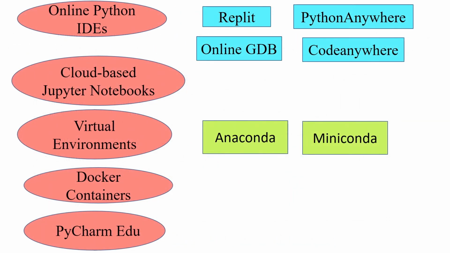If you prefer not to download and install Python directly on your computer, there are a few alternative options available. Some popular online integrated development environments, IDEs, for working with Python are online Python IDEs like Replit, Python Anywhere, Code Anywhere, and Online GDB. Others include cloud-based Jupyter notebooks, virtual environments like Anaconda or Miniconda, Docker containers, and PyCharm Edu.